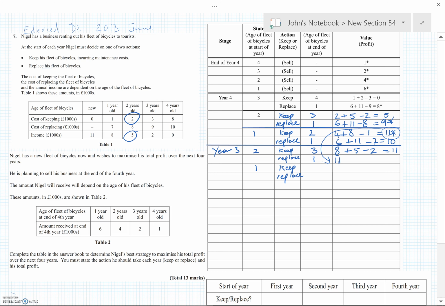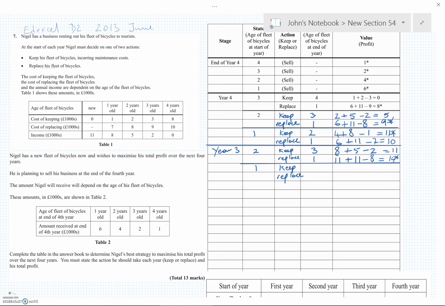And then these will be new bicycles, which will generate an income of 11, but there will be a replacement cost of replacing 2-year-old bicycles for new ones, which will be 8. So that's 11 plus 11, take away 8, which is 14. We're trying to maximize, so the 14 is our starred optimal value here.